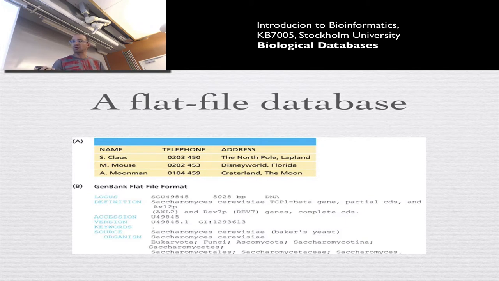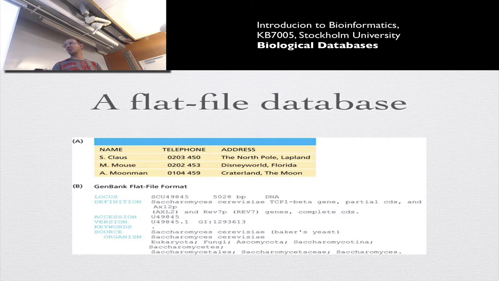It also has different versions, because of course you can sequence a gene and realize there's something wrong with it and you need to update it. You don't want to make a new entry and have to keep the old one, but you still want to keep the information of the old one. And there are some keywords, for instance, that someone has put in there. This is a source: what organism does the gene come from?